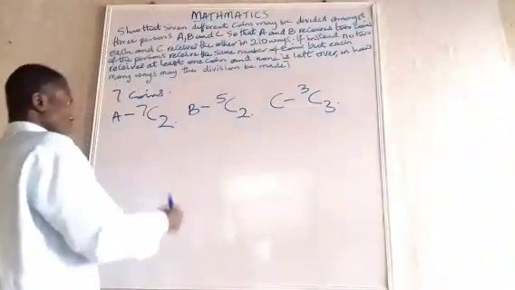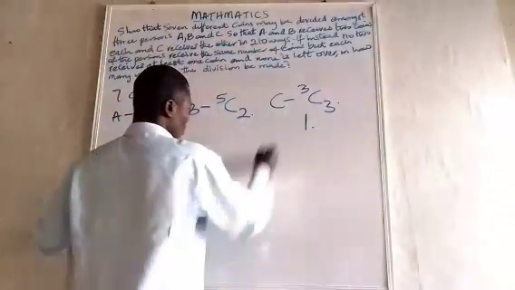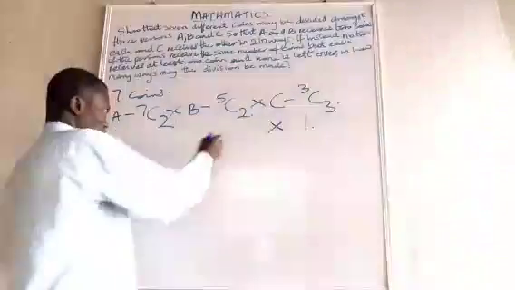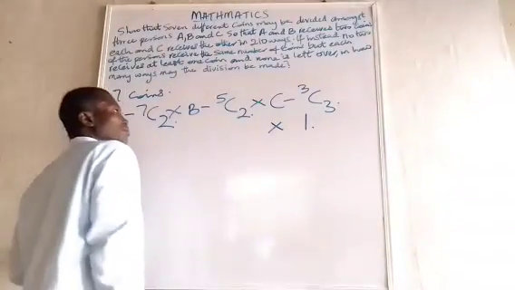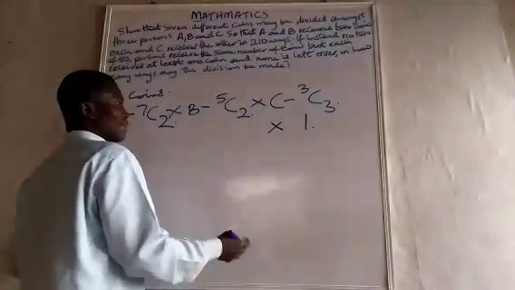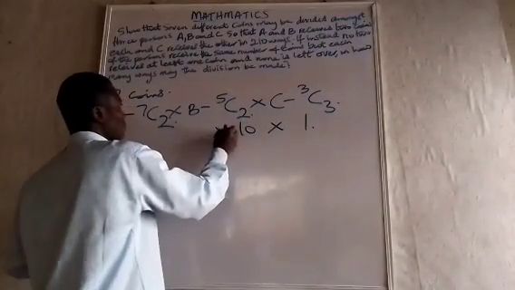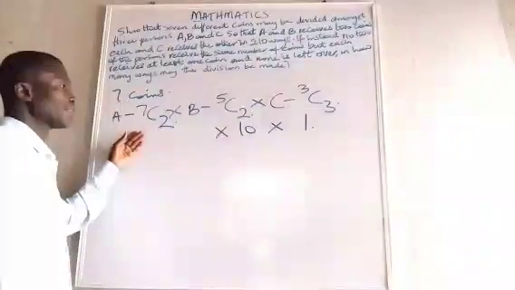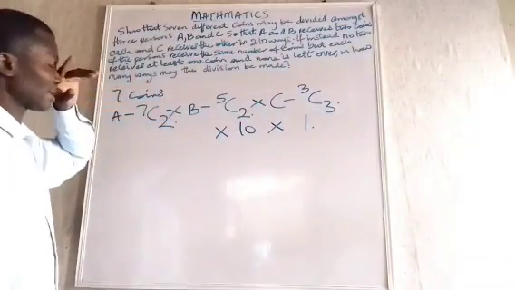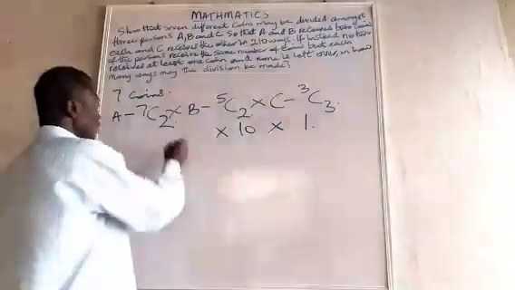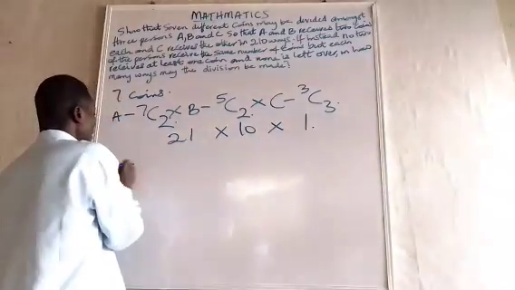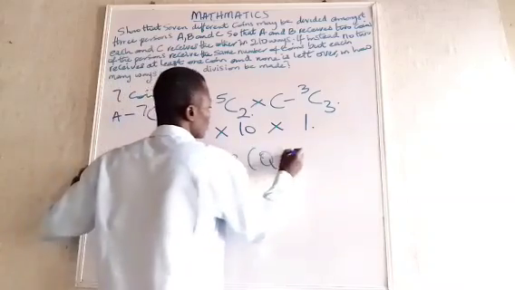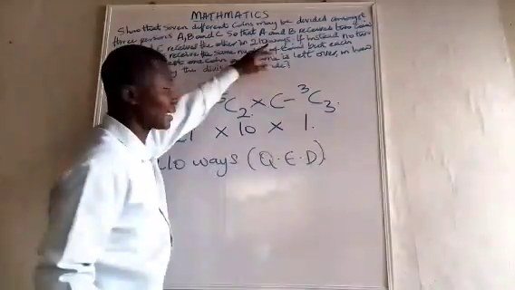So now, this is 1 times, what is 5C2? 5 times 4 over 2 factorial. And that is 10. What is 7 combination 2? That is 7 times 6, that is 42 divided by 2. That is 21. So the answer is 210 ways. So we have done that of the first part.